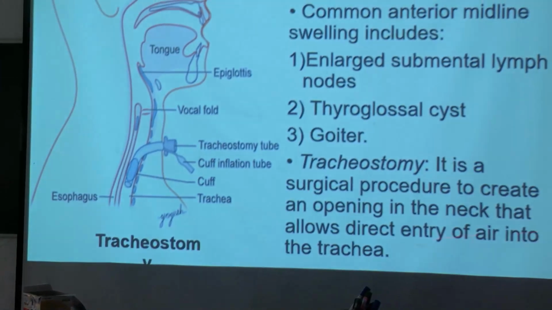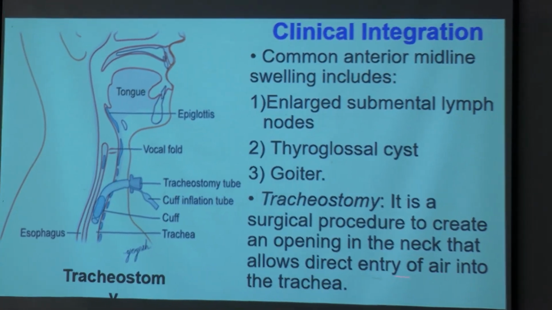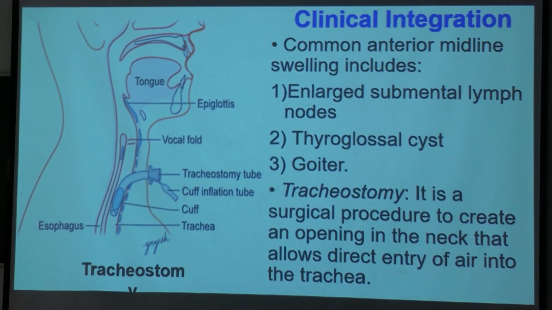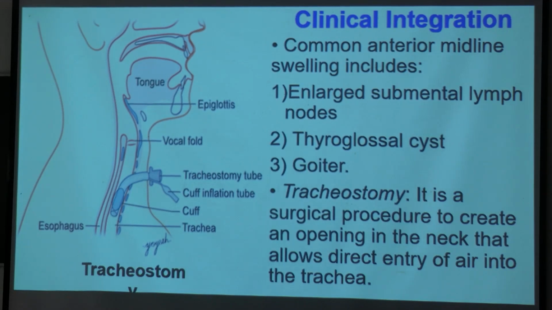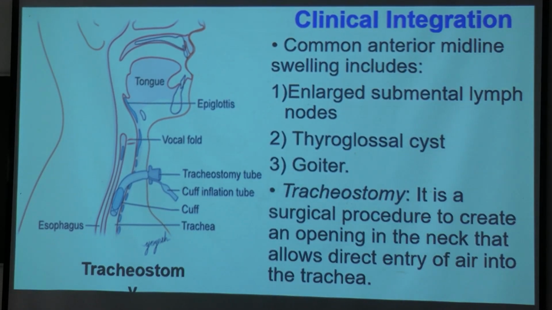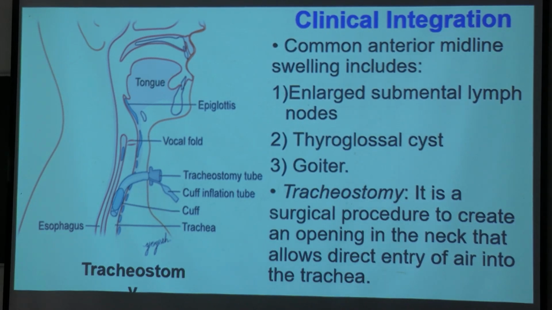Next is tracheostomy. It is a surgical procedure to create an opening in the neck that allows direct entry of air into the trachea. You have to palpate the trachea in the midline below the cricoid cartilage, and above the isthmus an incision is given, or below the isthmus of the thyroid gland an incision is given.